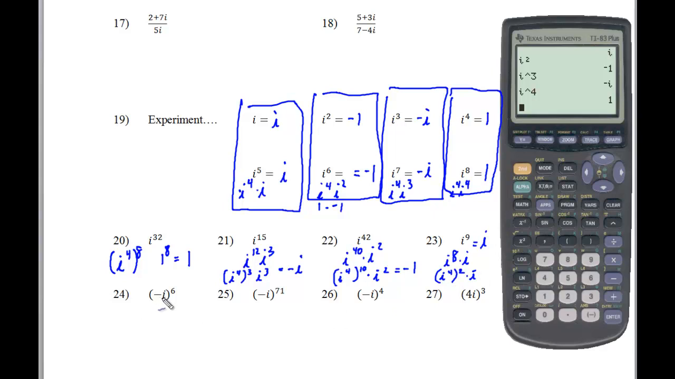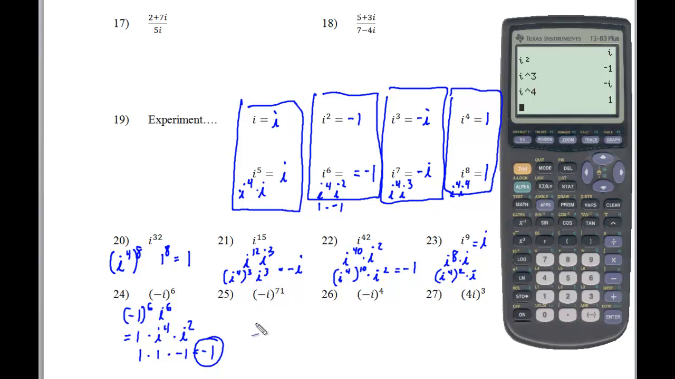Here, this is negative 1 to the 6th power. It's best to split this up: negative 1 to the 6th power and i to the 6th power. Negative 1 to the 6th power is positive 1. i to the 6th power is i to the 4th, which is also 1, times i squared. So 1 times i squared, which is negative 1. Your answer is negative 1.